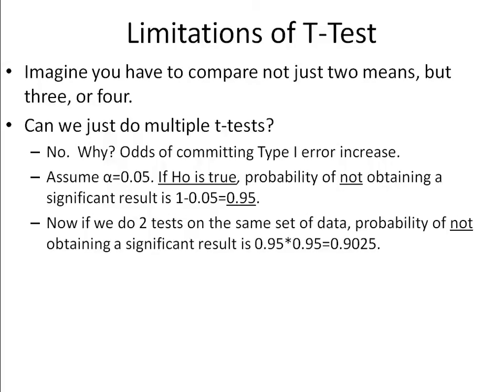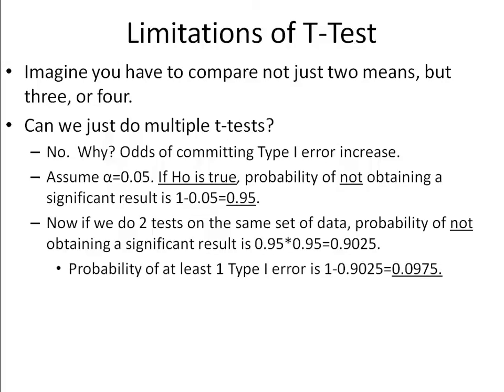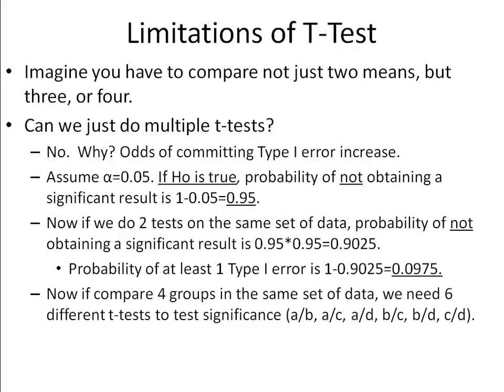Now, if you do 2 tests on the same set of data, the probability of not obtaining a significant result in each one is 0.95 times 0.95. It's the probability of 2 independent events. It's just the product of each one. And so that becomes 0.9025. So the probability of making at least one type 1 error is 1 minus that. So 1 minus 0.9025, which is now 0.0975, close to 0.1. So now our odds of type 1 error have increased from 0.05 to almost 0.1. So we can't keep the significance fixed when we start doing multiple tests.